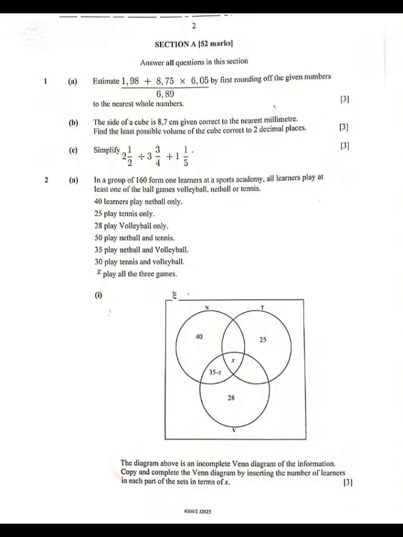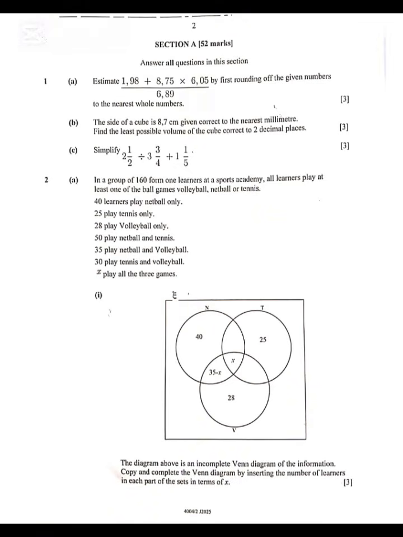Number 2 was a question on sets. It is reading: in a group of 160 Form 1 learners at a sports academy, all learners play at least one of the ball games, that is volleyball, netball, or tennis. 40 learners play netball only, 25 play tennis only, 28 play volleyball only, 50 play netball and tennis, 35 play netball and volleyball, 30 play tennis and volleyball, and then X play all the 3 games.